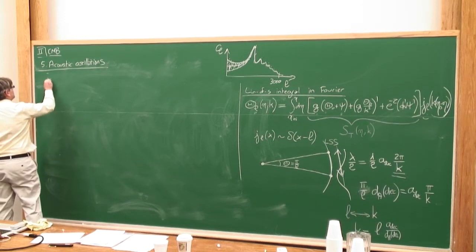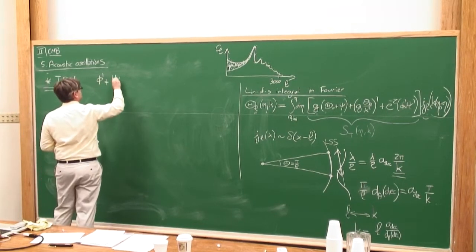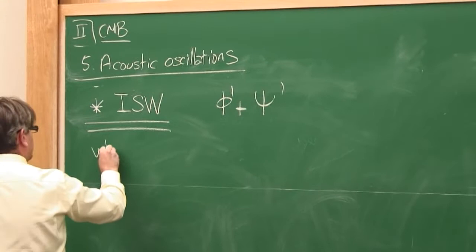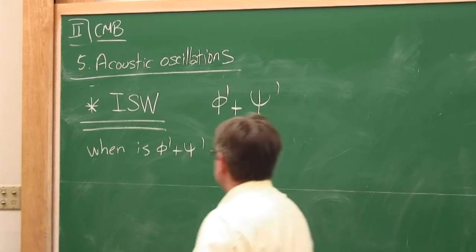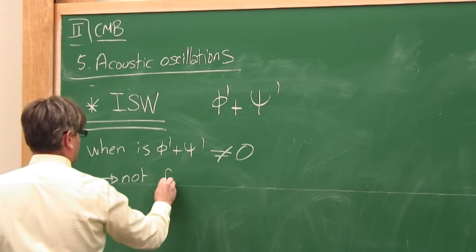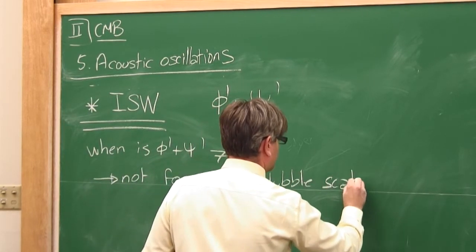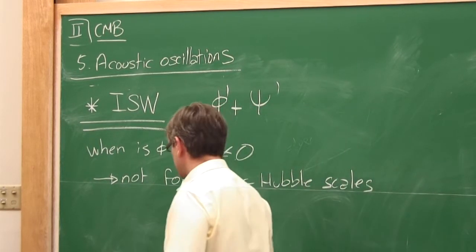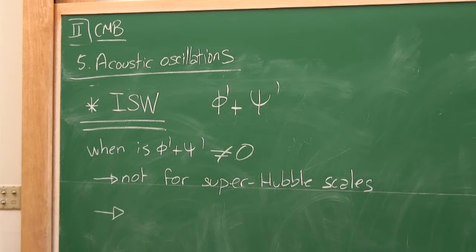Okay, so we have missed the integrated Sachs-Wolfe term, which comes from phi prime plus psi prime at any time between decoupling and us. So when is phi prime plus psi prime different from 0? Certainly not for super Hubble scales. On super Hubble scales, which we have seen that during radiation domination or during matter domination, these quantities are static. A non-trivial result that I anticipate over the lecture of tomorrow on the matter power spectrum.